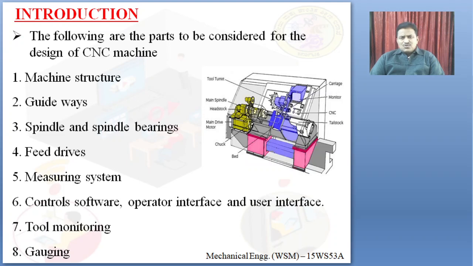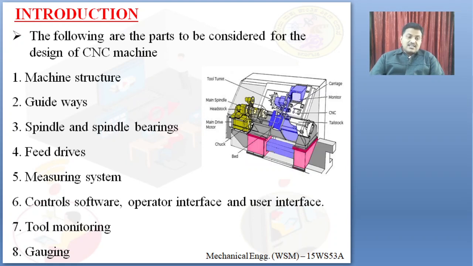Next is gauging. Once all the operations are done, the part has to be measured. These gaugings are basically used to measure the components then and there itself. So once the product is loaded, 100% accuracy is achieved through gauging systems.